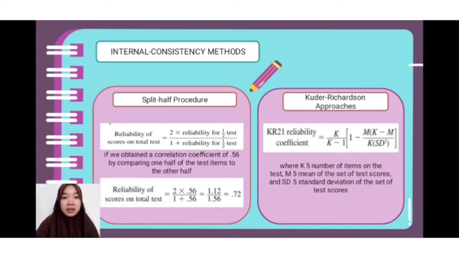Okay, next about the Kuder-Richardson approach. Here we use the formulas KR20 and KR21. The latter formula requires only 3 pieces of information: the number of items on the test, the mean, and the standard deviation. However, the KR21 formula can be used only if it can be assumed that the items are of equal difficulty.